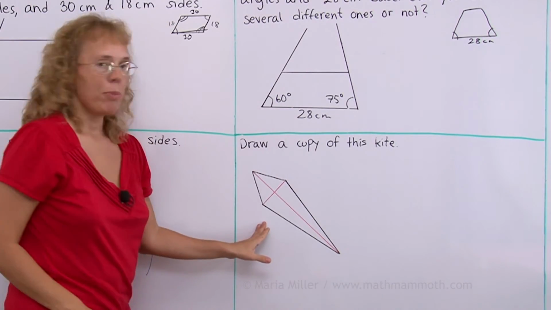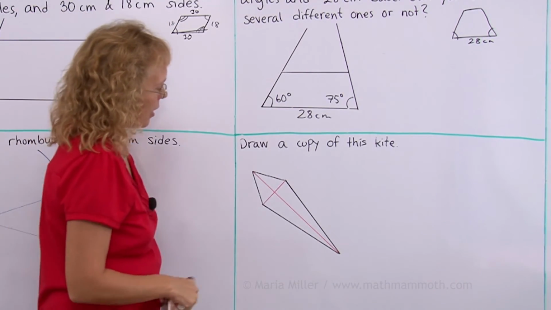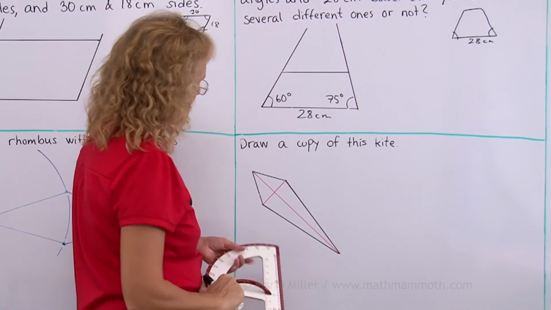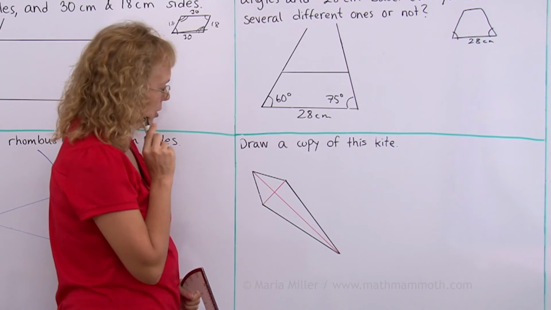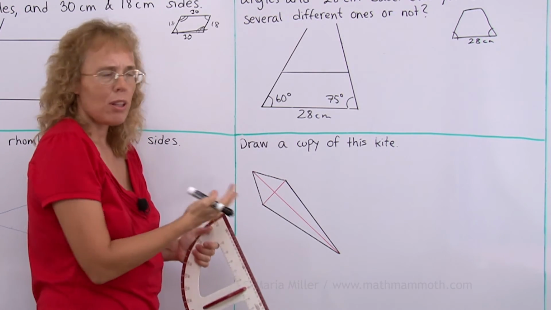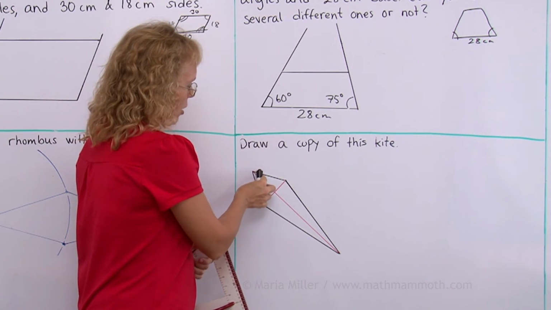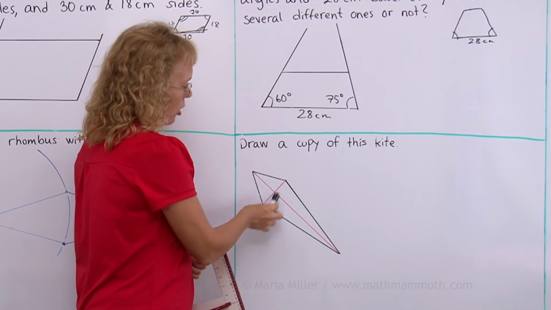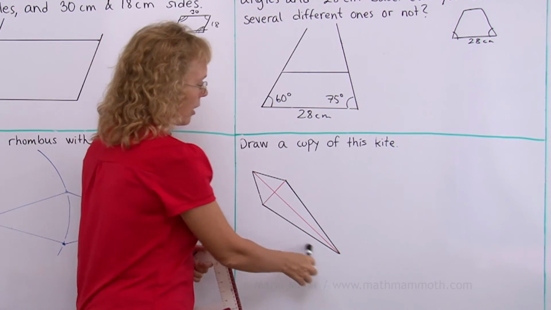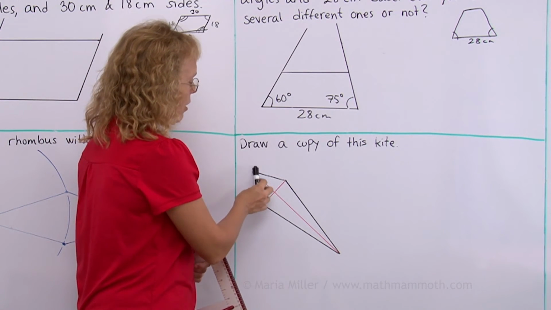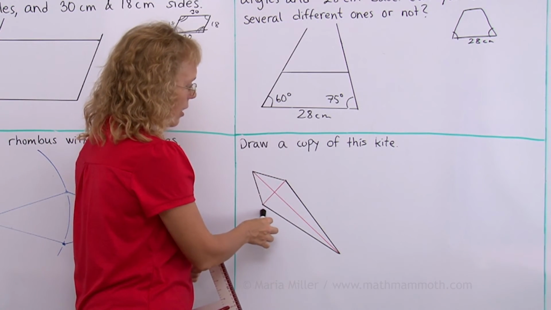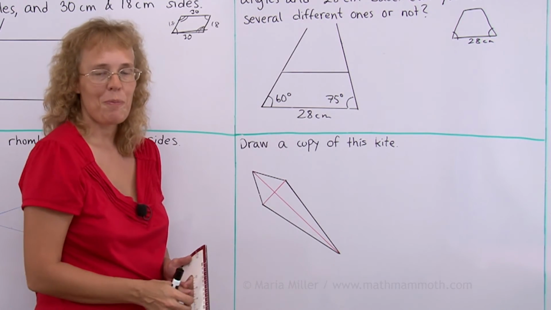Lastly, draw a copy of this kite. Okay? Now, one way to draw a copy of a kite or any polygon, if you have a polygon you need to draw a copy of it, you could measure this angle here, and measure all the angles, measure all the side lengths, and then start drawing. You know, first draw an angle and then measure the side lengths, and draw this next angle and measure this side length, and so on and so on.